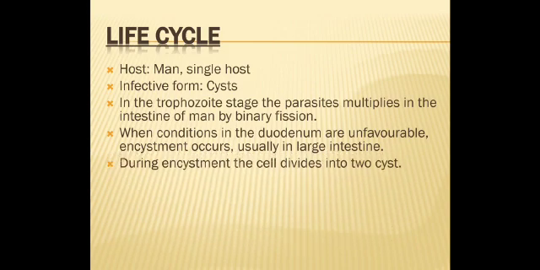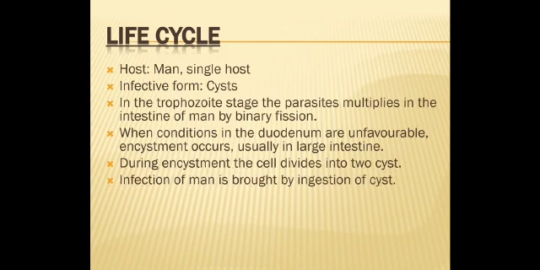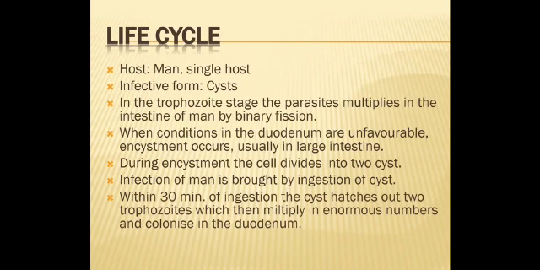During encystation, the cyst divides into two cysts. Humans get infected by ingestion of the cyst. The moment cysts are ingested, within 30 minutes there is excystation. Once they pass out from the stomach and reach the duodenum, excystation occurs and they start multiplying.